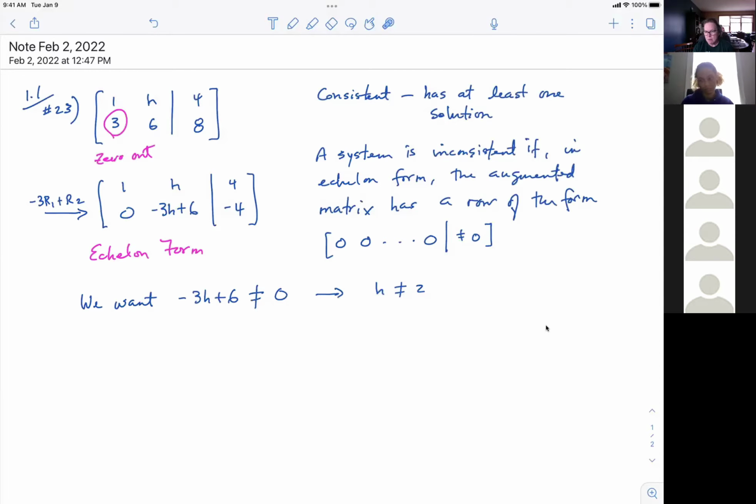So the answer would be anything except 2. Yep, that's what I would write for the answer: h not equal to 2. All right, so how about other questions?